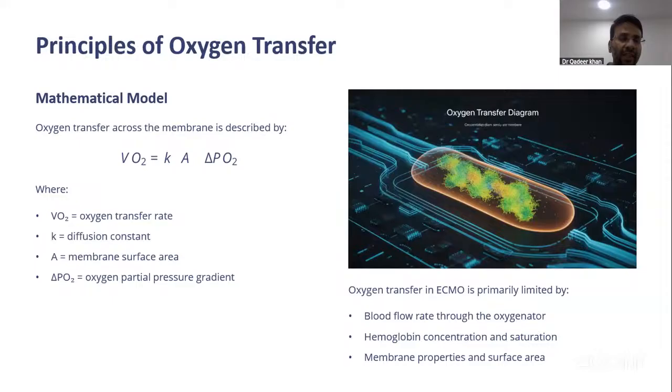The principle of oxygen transfer is mainly based on this mathematical model. The oxygen transfer rate is equal to the diffusion constant times the membrane surface area times the difference in partial pressure. As we said, the difference in partial pressure, or oxygen transfer, is directly related to blood flow, hemoglobin concentration, oxygen delivery, membrane properties and the surface area of the membrane. When oxygen is flowing through the membrane, the gas transfer occurs based mainly on the partial pressure gradient and the surface area of the membrane multiplied by the diffusion constant.